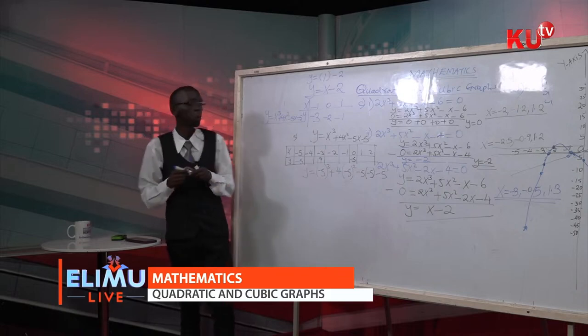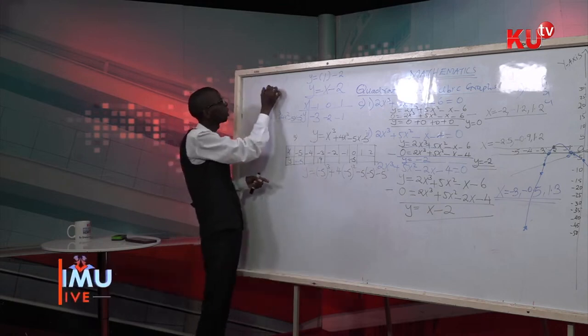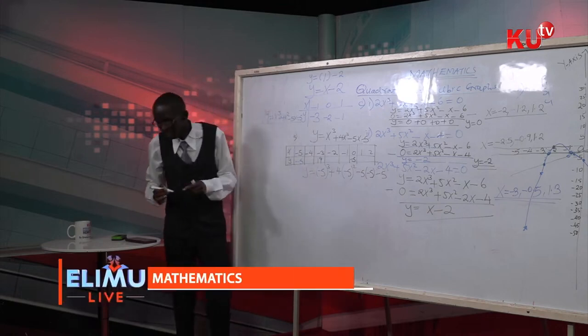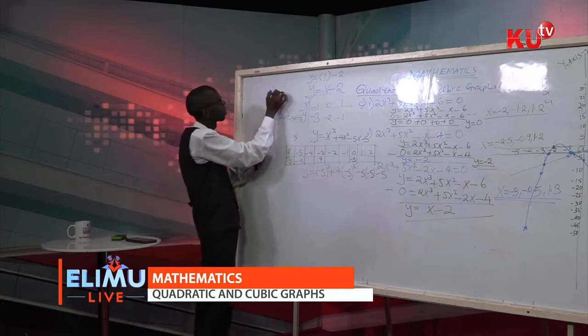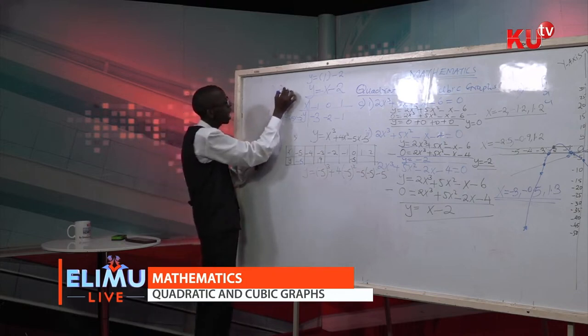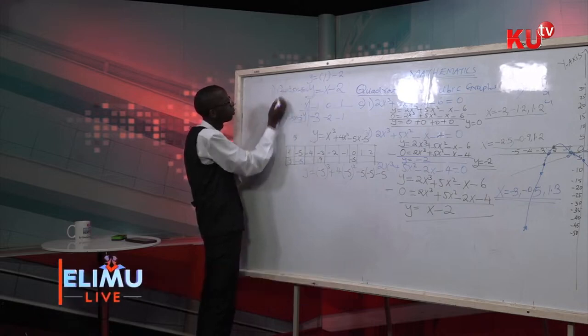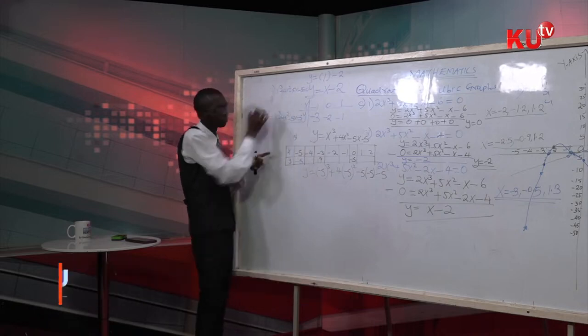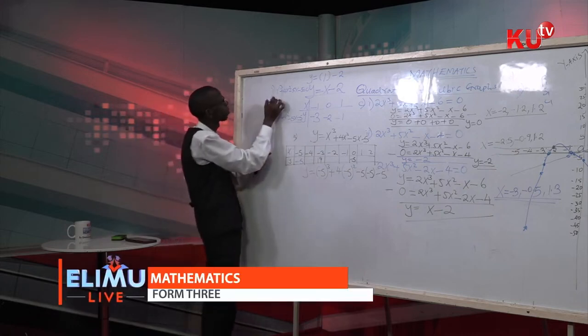Part C of the question. Use the graph to solve the equation. Roman 1: x cubed plus 4x squared minus 5x minus 5 equals 0.